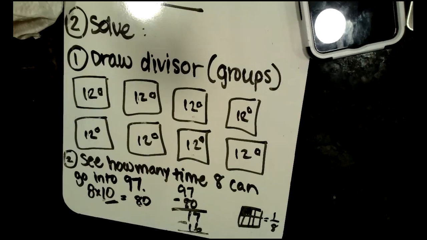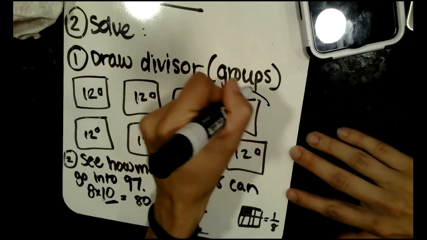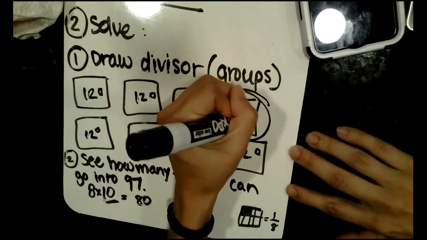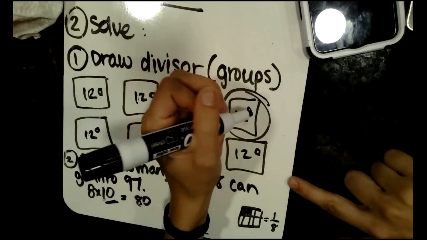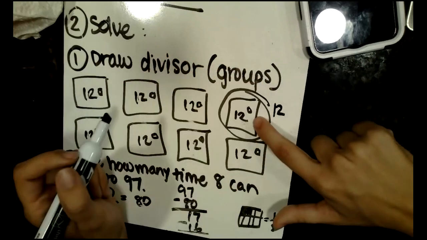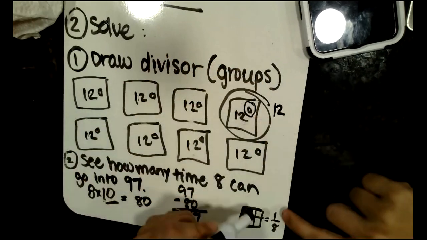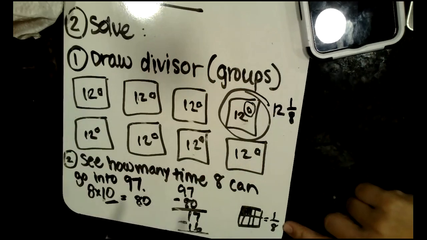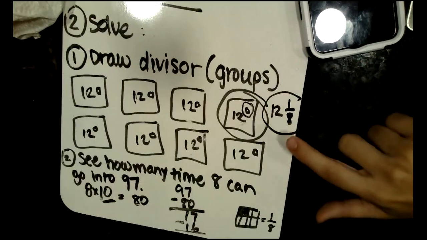My question asked me how much each group got. So if I circled this, I know that this group got 12 cups. And what does this represent? We just said down here, 1 out of 8 cups of flour. Your answer should be this.